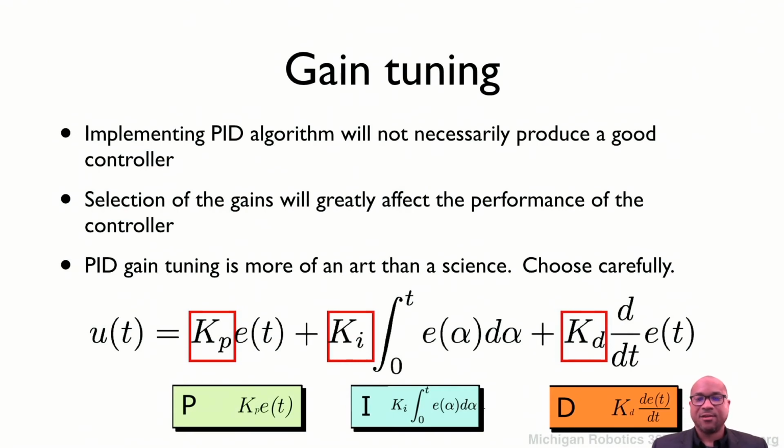So one thing that should be clear after going through all of these terms is that implementing a PID controller, the PID algorithm, will not necessarily produce a good controller. The gains that you choose for each of these controllers, for the stiffness, the damping, and the integral compensation, really produce the behavior of the system more than anything else. And the gain tuning is, I'd like to say, a science, but is really more of an art.